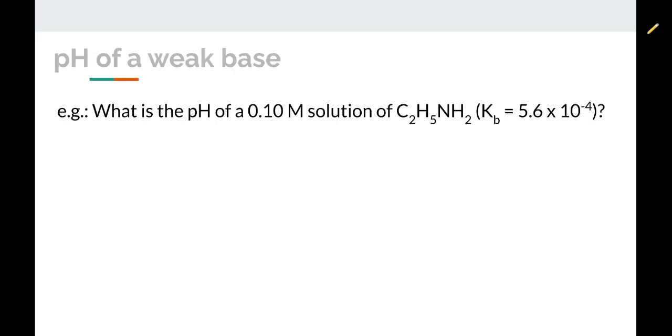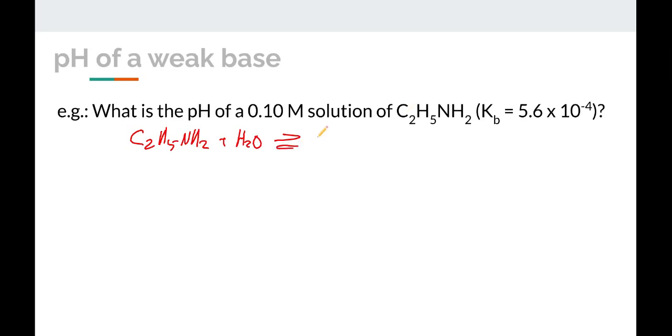We can solve problems in a very similar way with bases and acids. So here we have C2H5NH2, which has a Kb of 5.6 times 10 to the minus 4. And our objective is to find out what's the pH of this solution. Let's set up a RICE chart. C2H5NH2 is going to react with water.